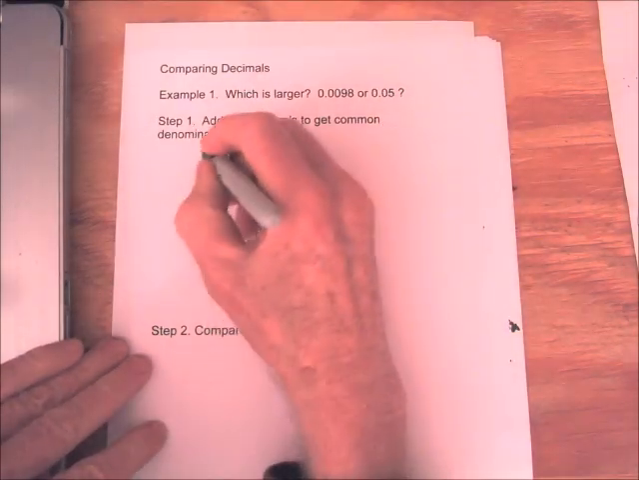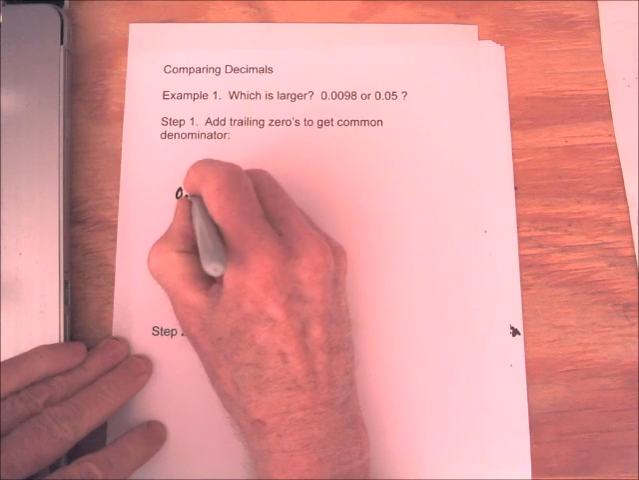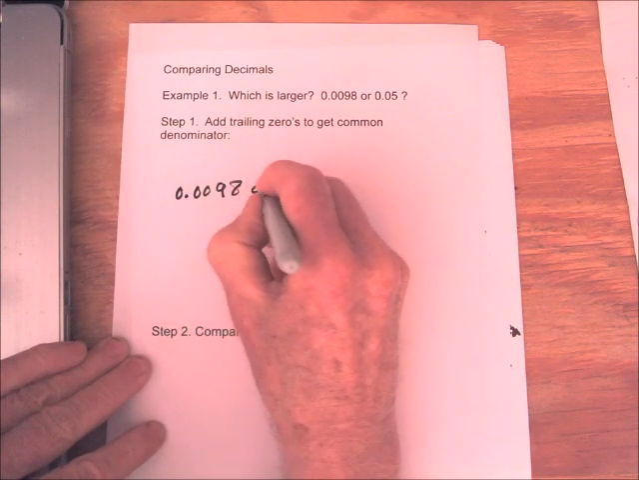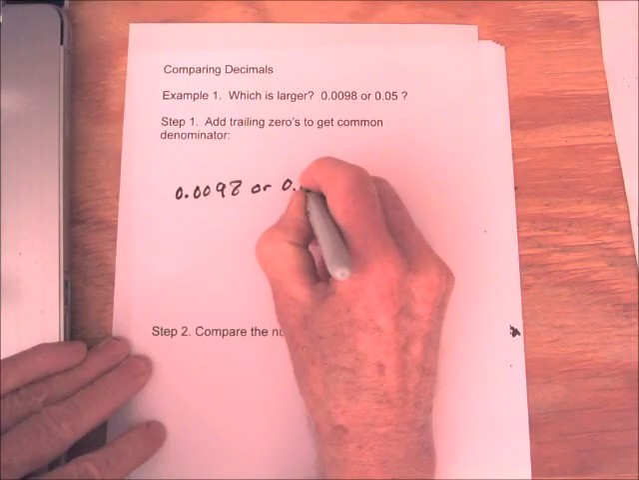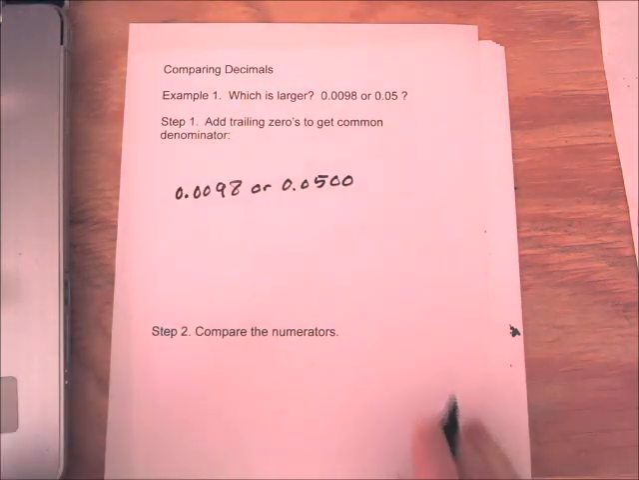So if we add trailing zeros, we get 0.0098 or 0.05, and then we're adding 2 zeros here.